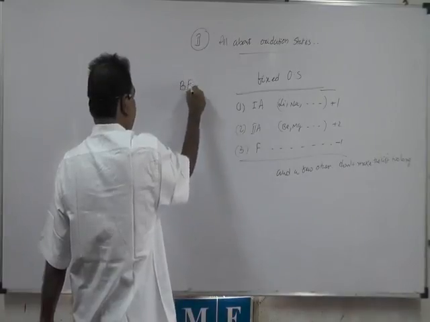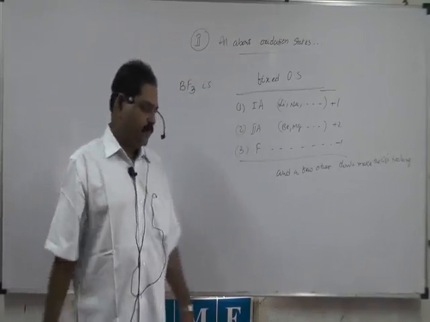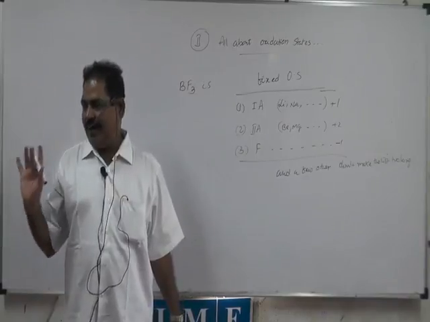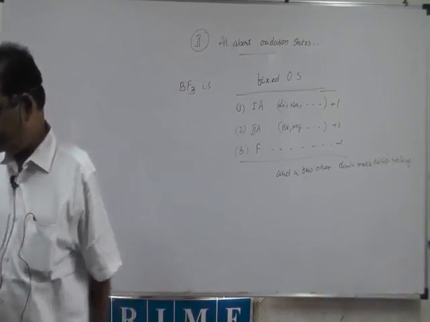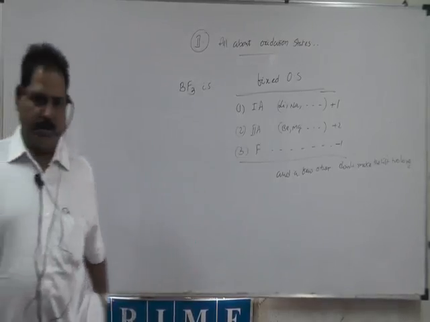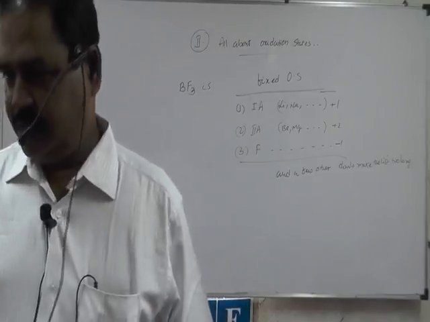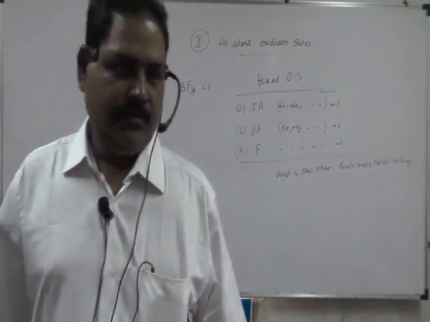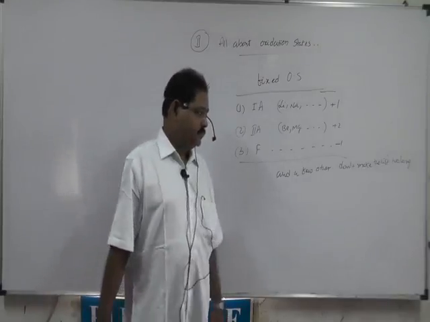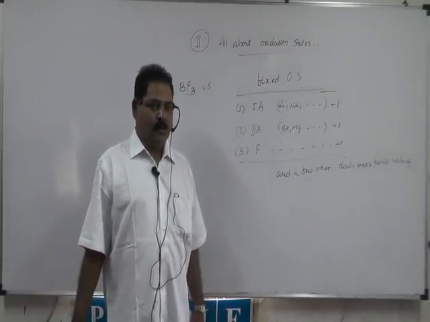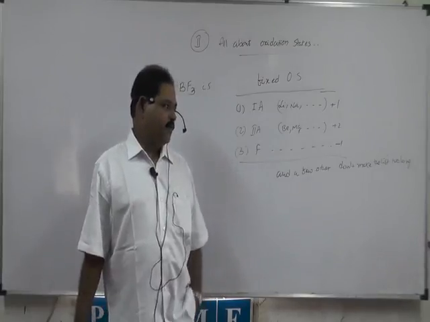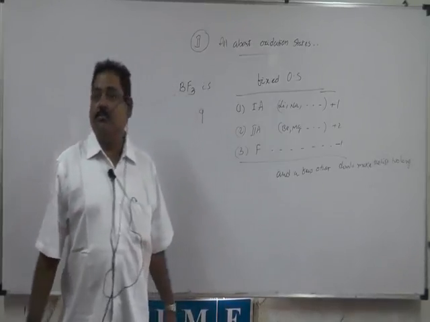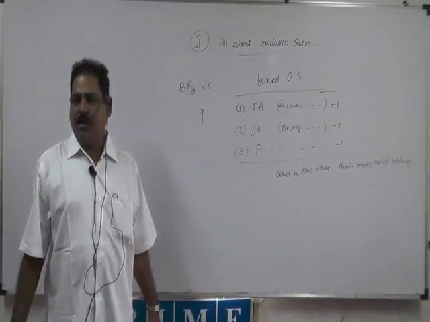Number of lone pairs in boron trifluoride is? All of you write the answer. Just write that number. Number of lone pairs in boron trifluoride is? Last year also gave the test. Six. Where do you get them from? How many of you say it's nine? What about others? Zero.